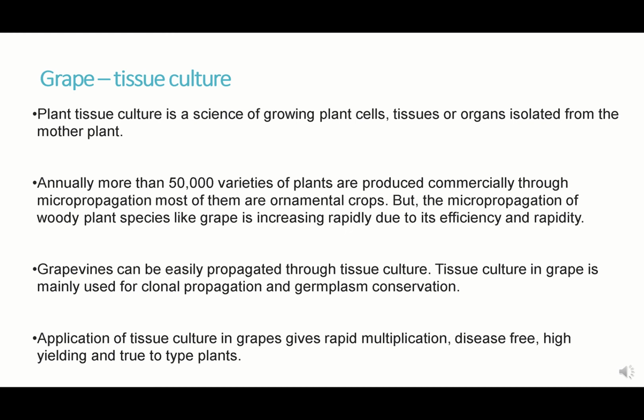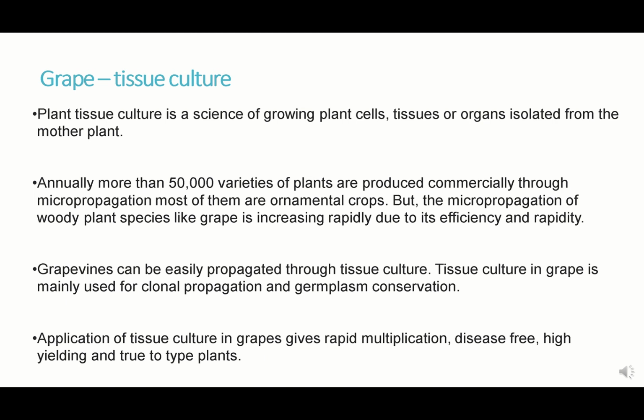Right, let's see about tissue culture in grapes. Plant tissue culture is a science of growing plant cells, tissues or organs isolated from the mother plant. Plant tissue has the ability to grow in artificial medium provided suitable cultural conditions. This ability of plants can be potentially exploited in tissue culture. Annually, more than 50,000 varieties of plants are produced commercially through micropropagation, and most of them are ornamental crops with very few vegetable and fruit crops.